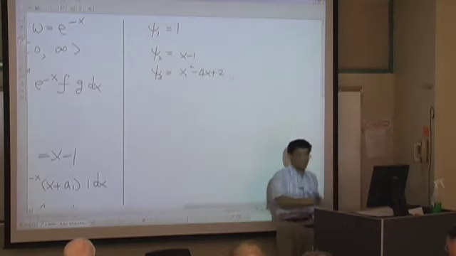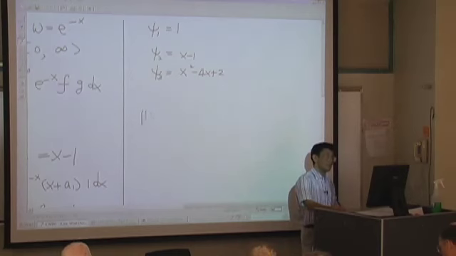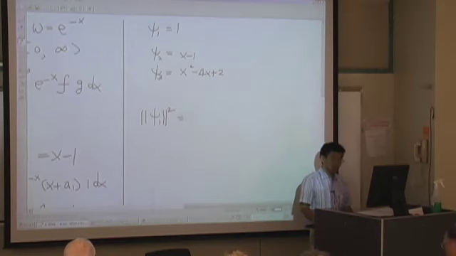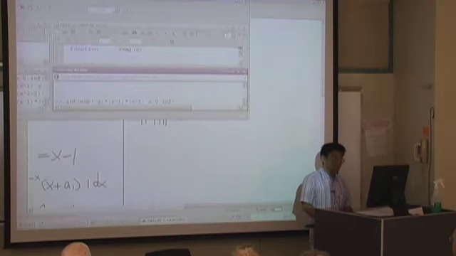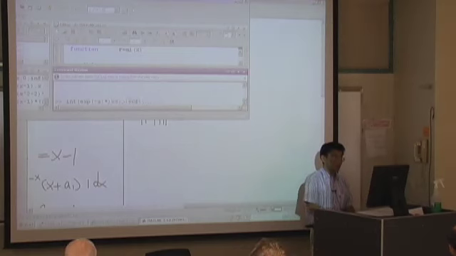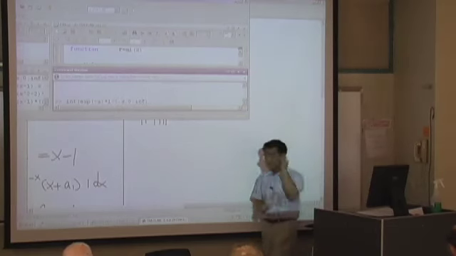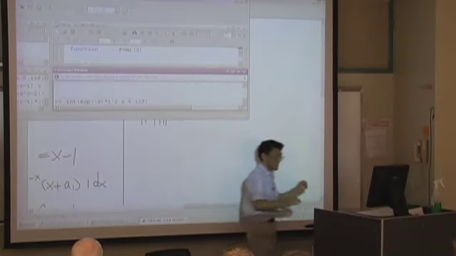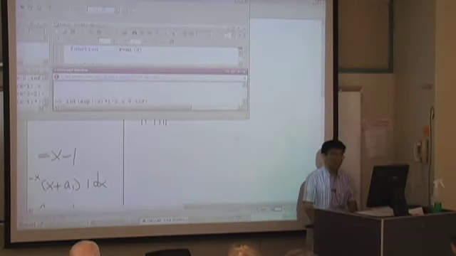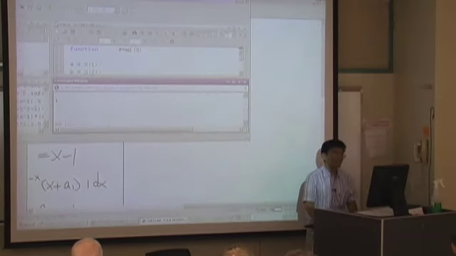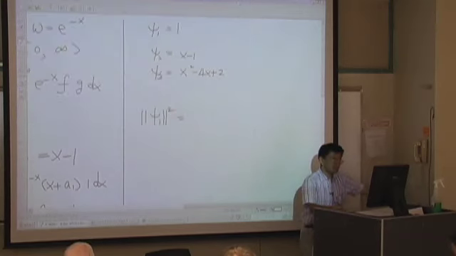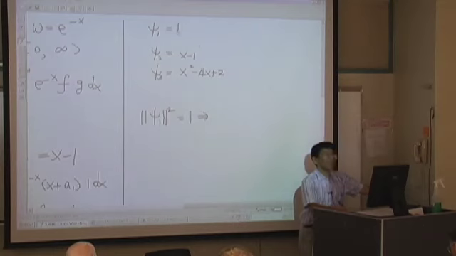Now it's time to determine psi 1 norm squared. Then what should we do? Use the inner product definition. It is this one, and then 1 squared, right? 1 squared. Do you follow me? Then it gives us 1, right? The result is 1. So its square root is 1. So it is just this one, right? From this, P1 is 1 over 1.